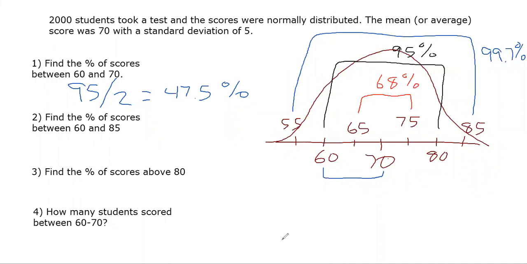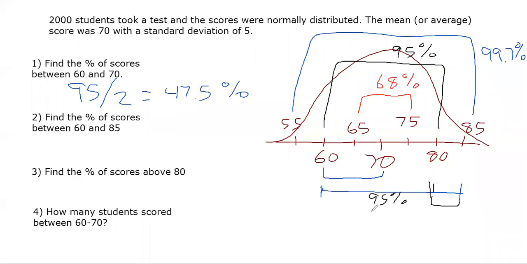The second one wants us to figure out the percentage of scores between a 60 and an 85. So we start at 60, we go all the way over to 85. We're trying to figure out that percentage of data. Now, one thing I want to look at that I already know is between 60 and 80, here to here, I've got 95% of the data. So really all I need to do is figure out how much lands between 80 and 85, because if I know that, I can then add that on to the 95%, and I would know the percentage of scores between 60 and 85. The question is, how do we figure that value out?